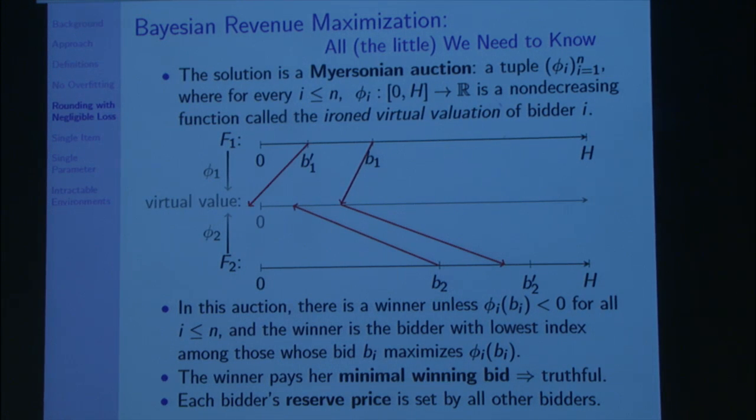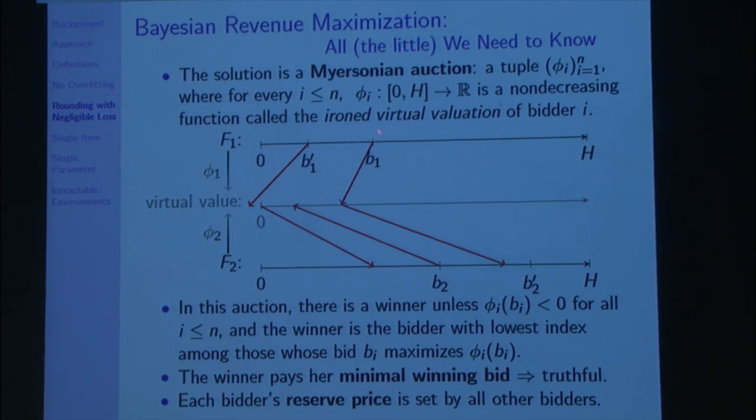Just to completely not lie to you, if the virtual value of the first bidder is below 0, then the reserve price is what we get from applying the inverse transformation of bidder 2 to 0. Because we said that if bidder 2 has virtual value below 0, then no one gets the item. So just to be completely honest, that's it. There's nothing more complicated here.